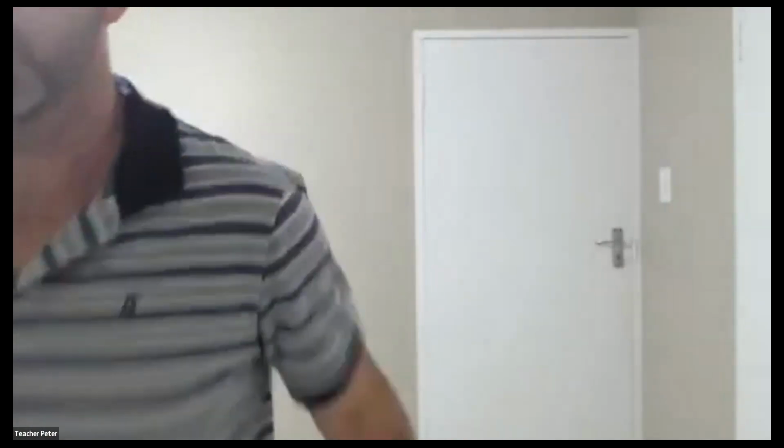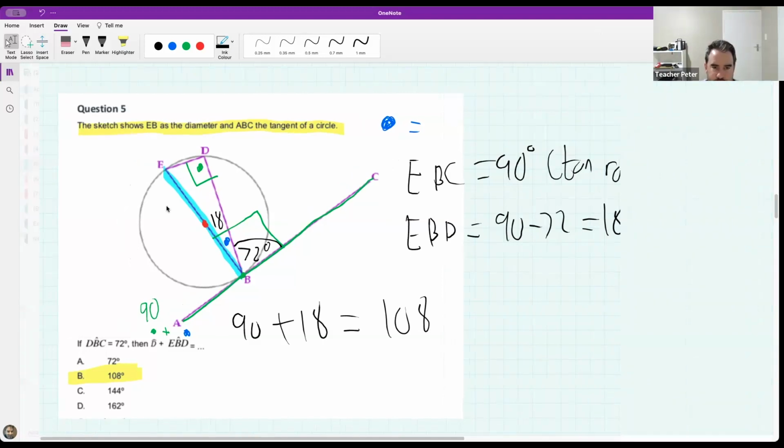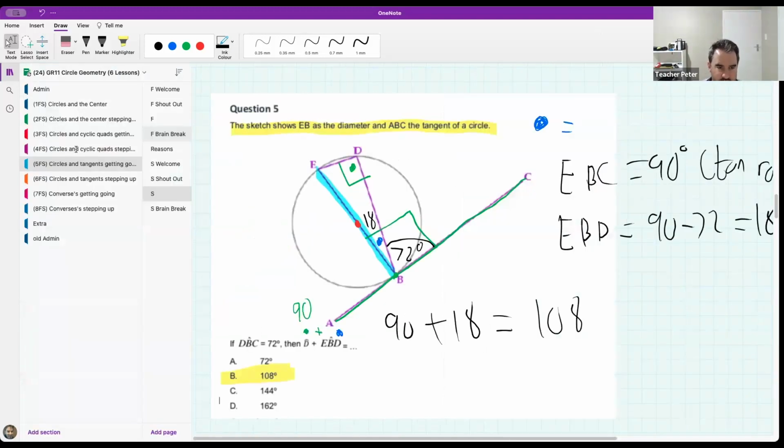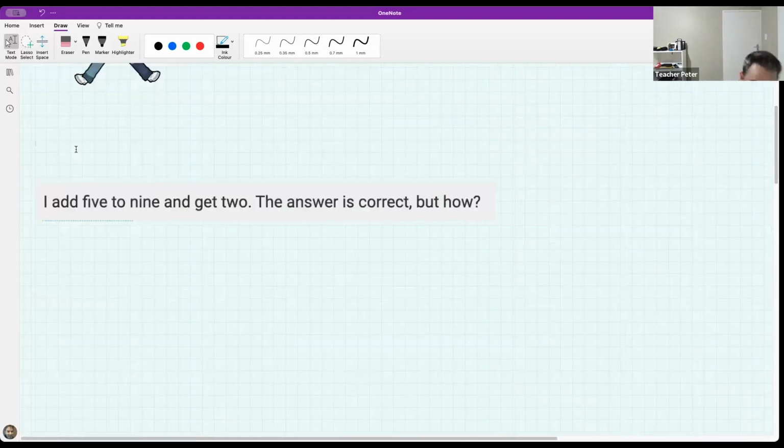And there we go. And I have a nice riddle for you today in terms of the puzzle question. So here is the riddle for today. I add 5 to 9 and get 2. The answer is correct, but how?